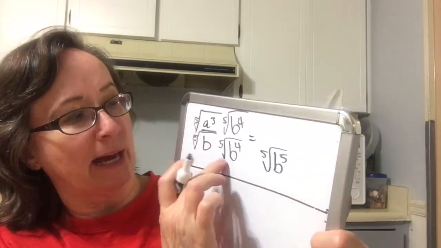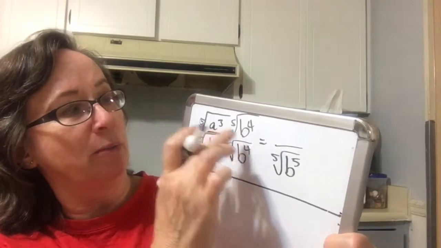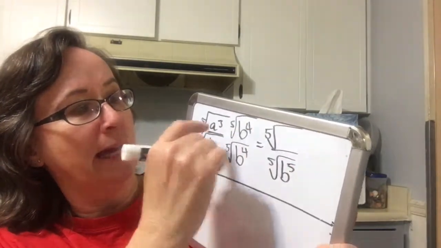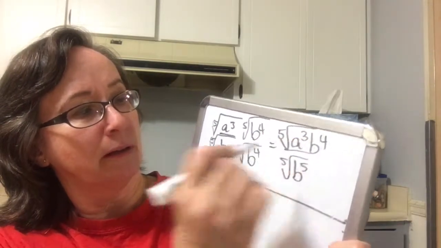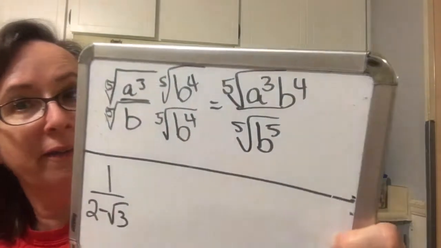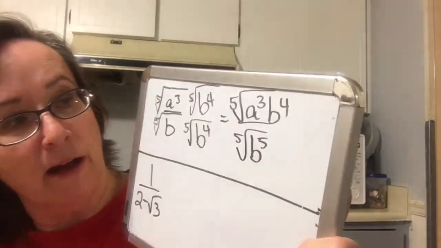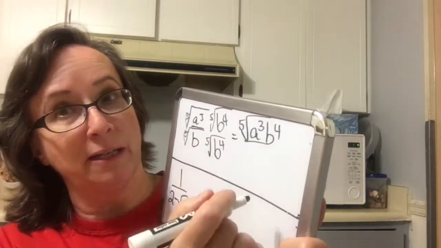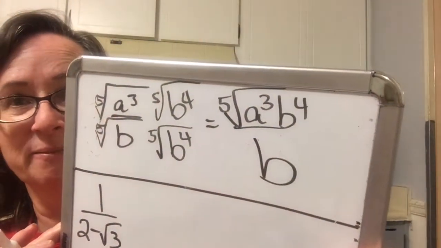So now I've got this in the denominator, which is what I wanted. And now in the numerator, I've got the 5th root of a cubed b to the 4th. The only thing I can do to help that situation at all is to turn the 5th root of b to the 5th into just b. That's all I can do.